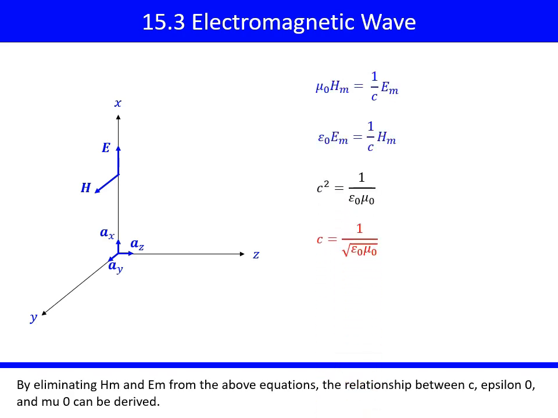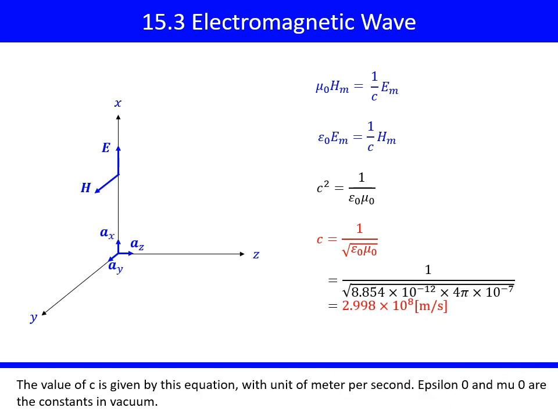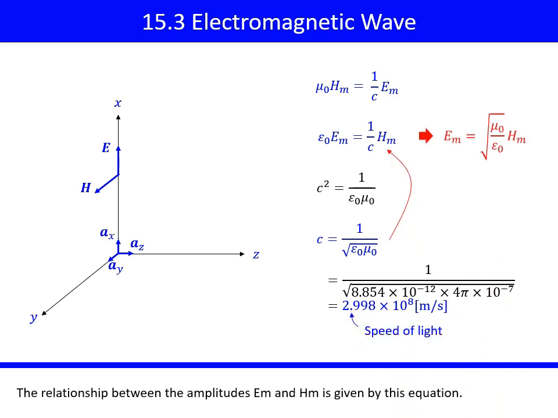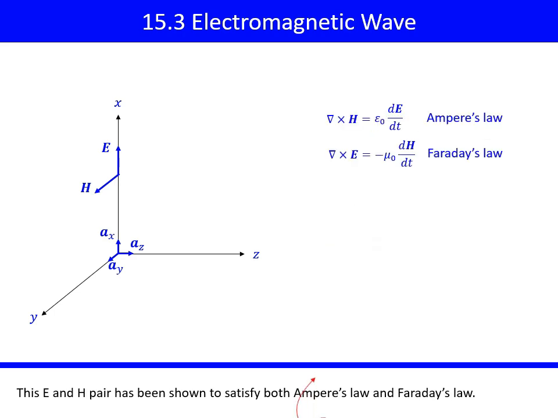By eliminating Hm and Em from the above equations, the relationship between C, epsilon 0, and mu 0 can be derived. The value of C is given by this equation, with unit of meter per second. Epsilon 0 and mu 0 are the constants in vacuum. This is the speed of light in vacuum. The relationship between the amplitudes Em and Hm is given by this equation. This E and H pair has been shown to satisfy both Ampere's law and Faraday's law.